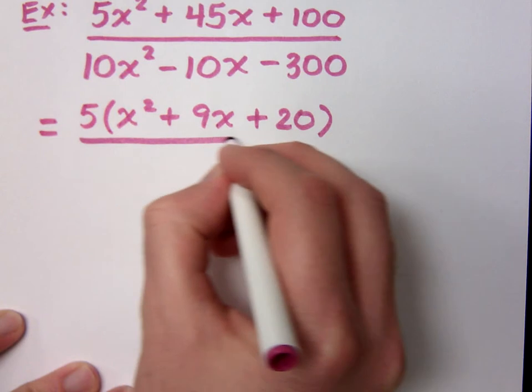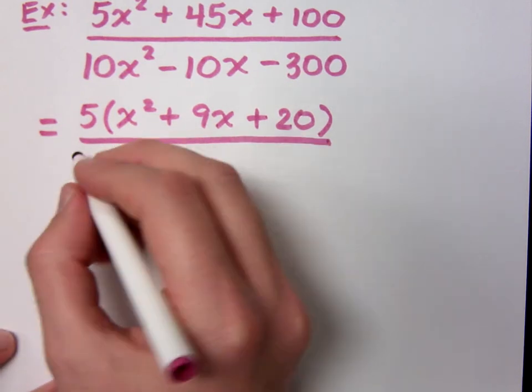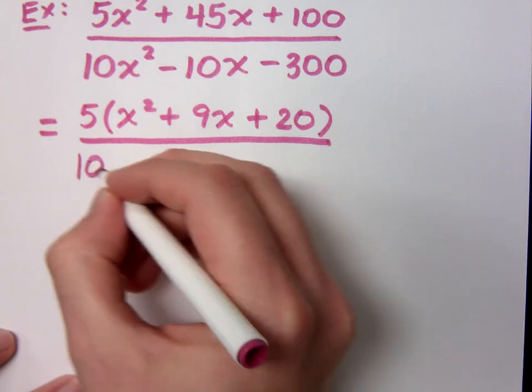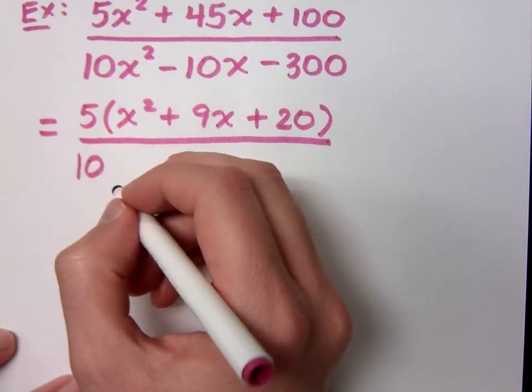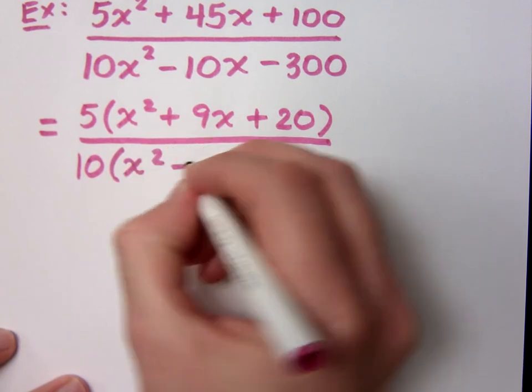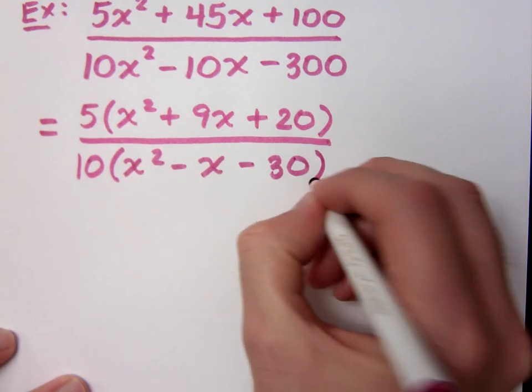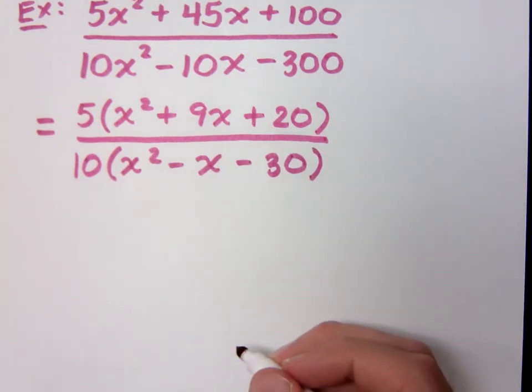And this is all over... What's in your denominator? 10. 10 is the common factor, right? If I factor out 10, what do I have? x squared minus x minus 30. Do y'all agree?